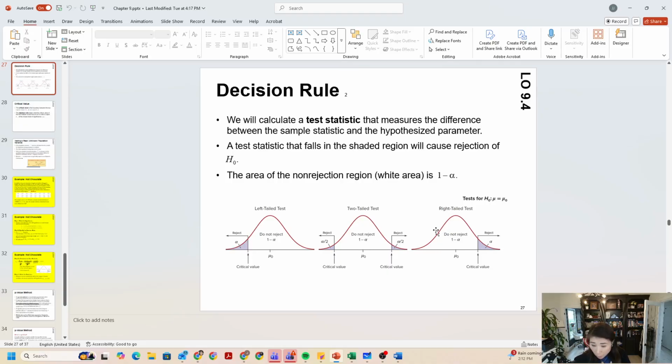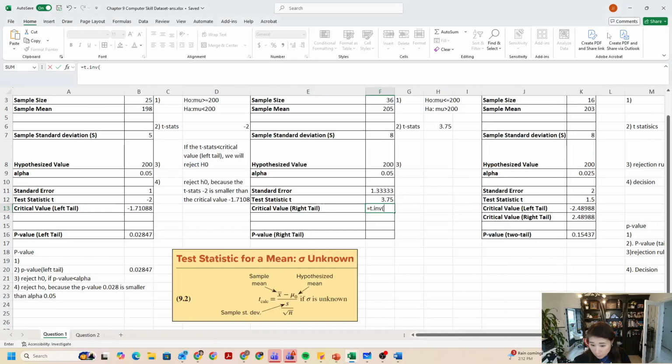Since we know this is the complement event of alpha, for the right tail, instead of using alpha, we're actually using 1 minus alpha. So this is the trick here. After that, we use the sample size minus 1, close the parentheses, and that gives us the critical value, 1.68957. And then we're going to come back here.